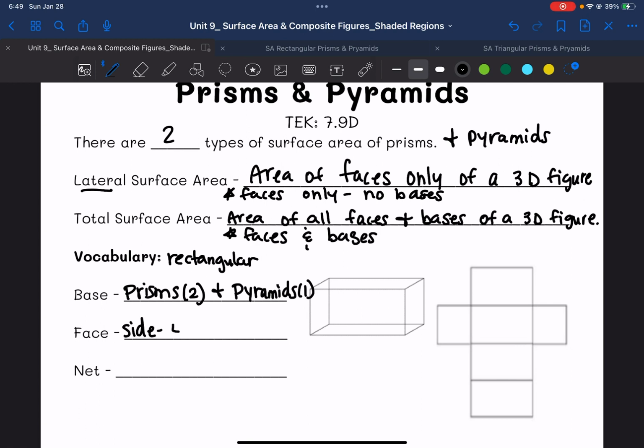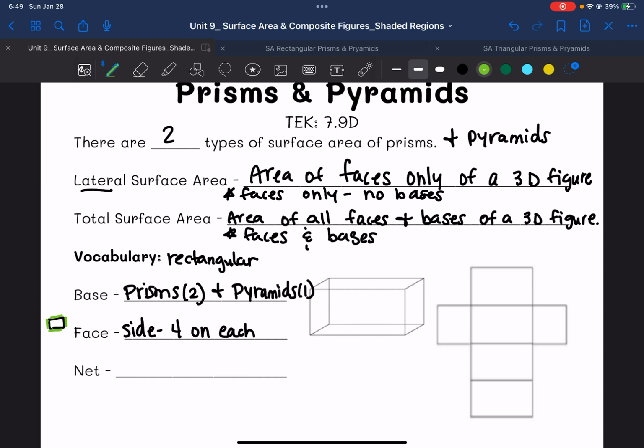Okay? And there are four on each. Now, let's think about this. Okay? It's a rectangle, right? And the rectangle has to have a side attached to it on each side of the rectangle. That's why it has four on each for a rectangular prism or pyramid.